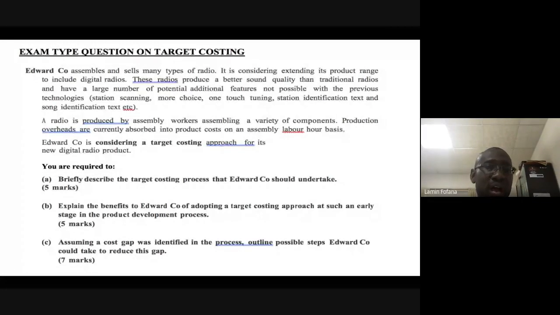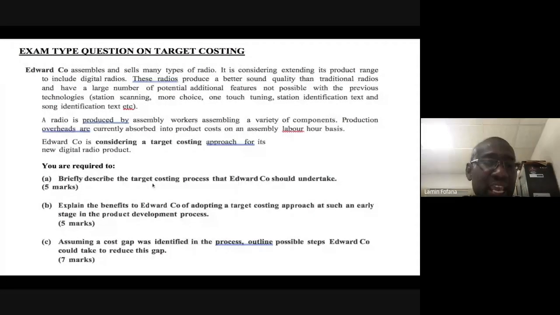Okay, so I think the A part, we've answered it adequately. What is important is when you are answering theory questions relating to cases, you always make sure you make reference to the case. This case is about digital radio, so always make sure you make reference to the digital radio scenario as it is mentioned here.